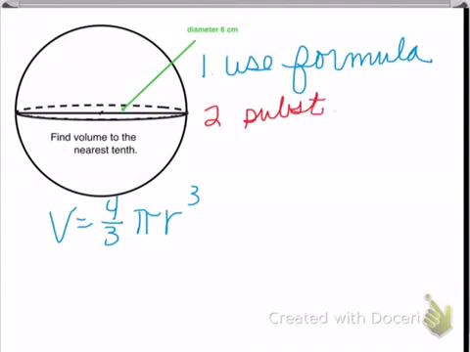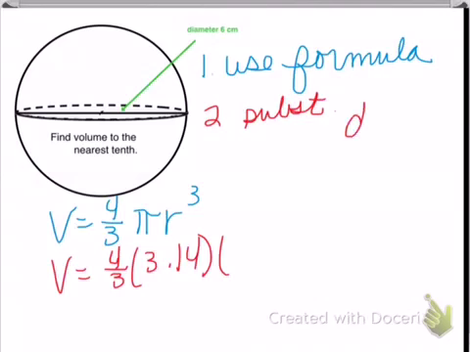So I will make note of that in a different color, and then I will go ahead and do my substitution. And I'm going to have that volume is equal to 4/3, pi being 3.14, and my radius, well, wait a minute, I know the diameter. So if my diameter is equal to 6, then I know that my radius is equal to my diameter divided by 2. And 6 divided by 2 is going to give me 3. So the radius in this case is going to be 3.